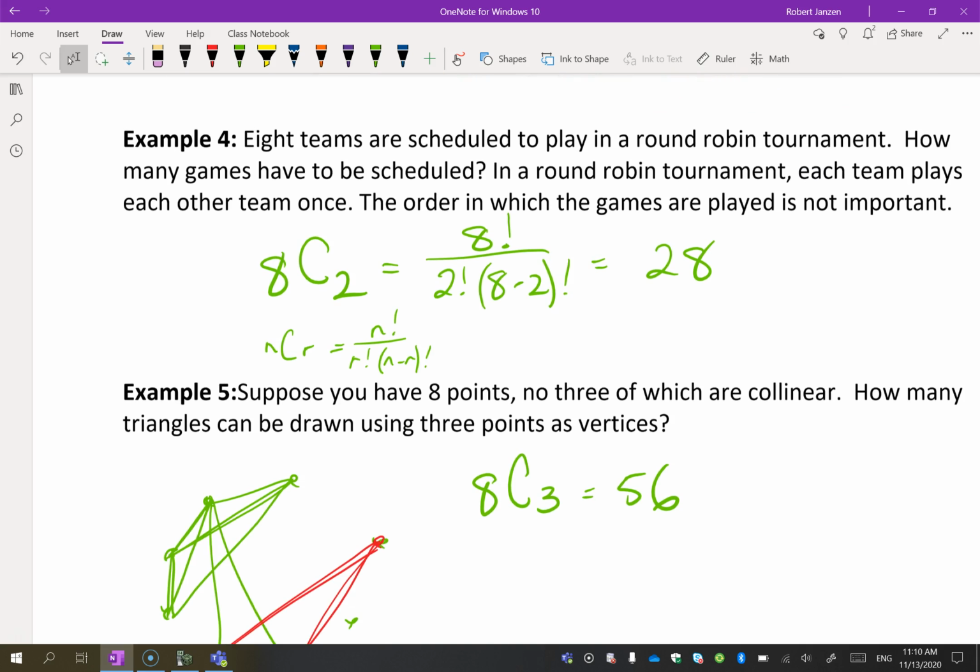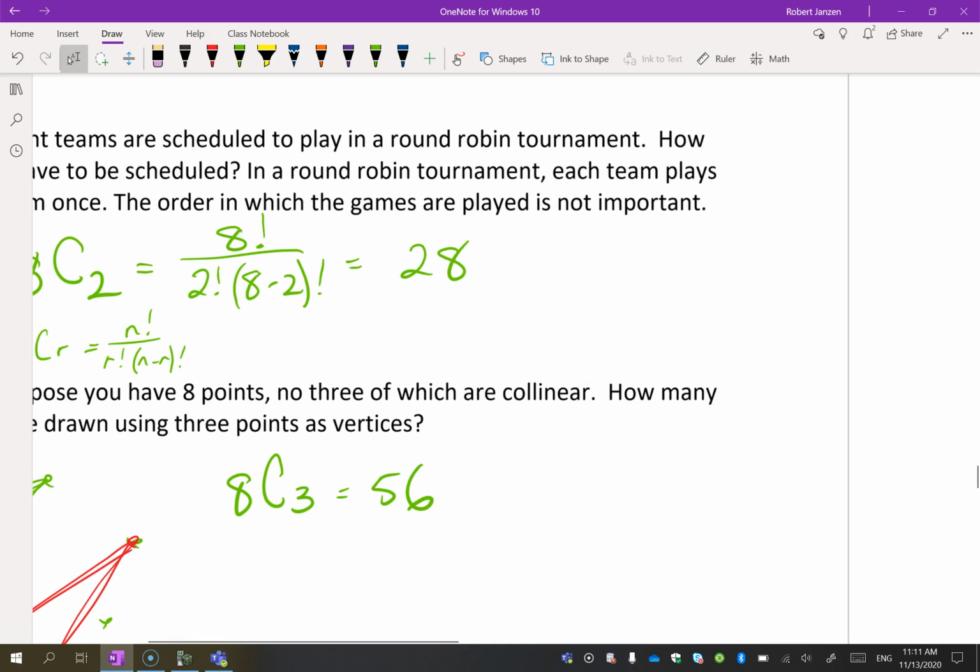Okay, so 8 teams are scheduled to play in a round-robin tournament. How many games have to be scheduled? So if you think about this, you have your 8 teams. Let's just pretend these are teams. There's 8. And each team, let's take a look at this team here, has to play each of the other teams. Okay? And so this has to happen in each case.